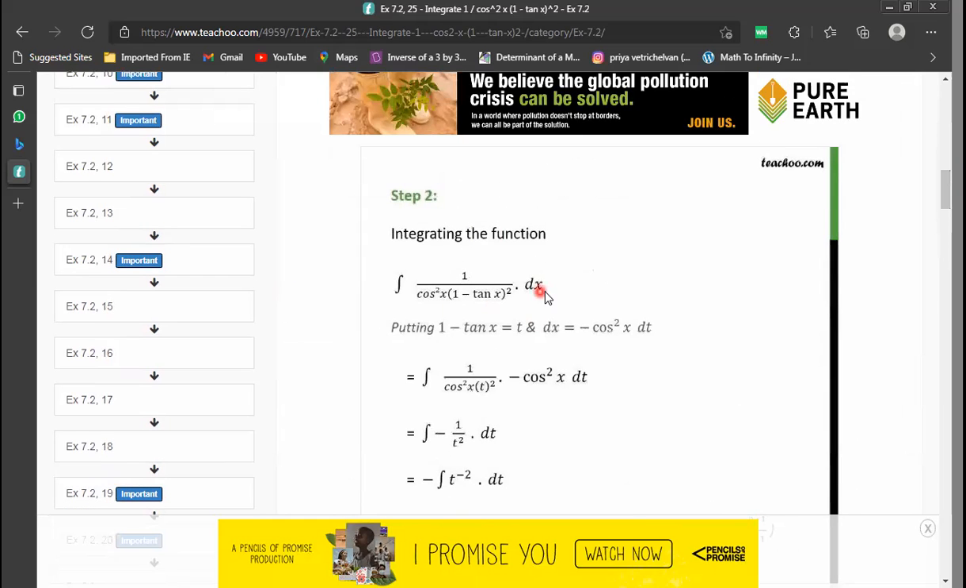So now let's change our question in terms of t. It's going to be 1 upon cos square x into, what is 1 minus tan x? 1 minus tan x is nothing but t. So 1 minus tan x the whole square is nothing but t square. And what is dx? Dx is minus cos square x dt. So you can cancel out the cos square x in the numerator and the denominator. So you'll be left with minus 1 upon t square into dt. So take the t square to the numerator. It will become t power minus 2.